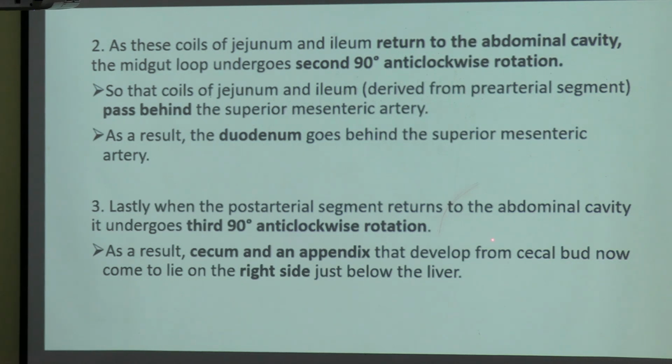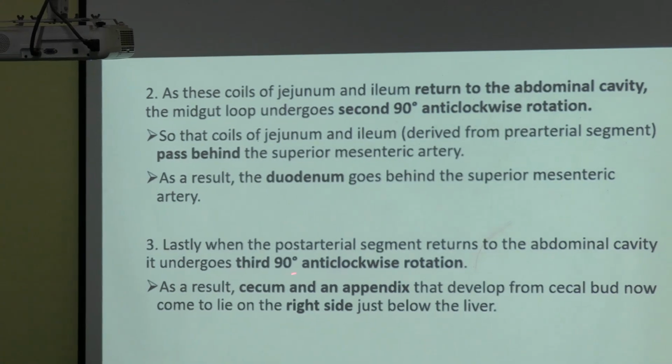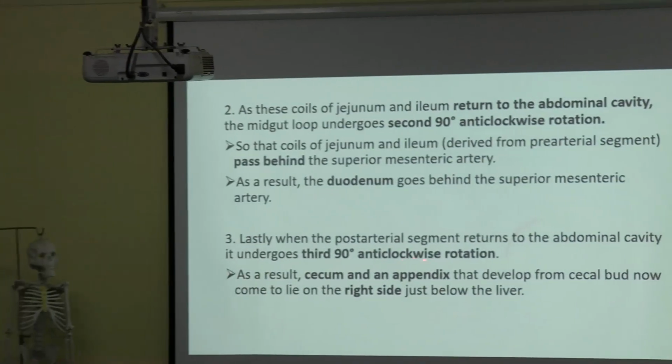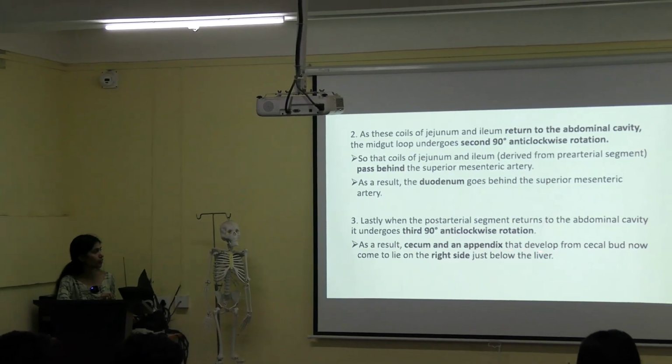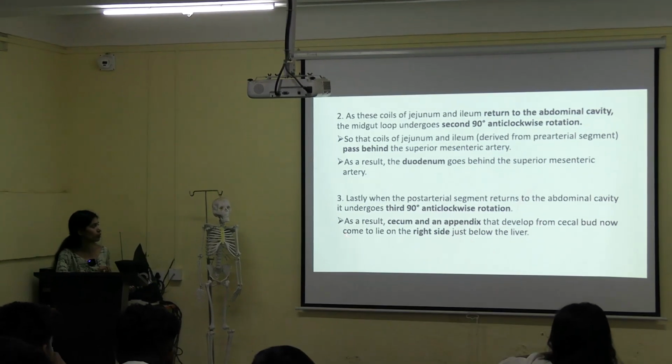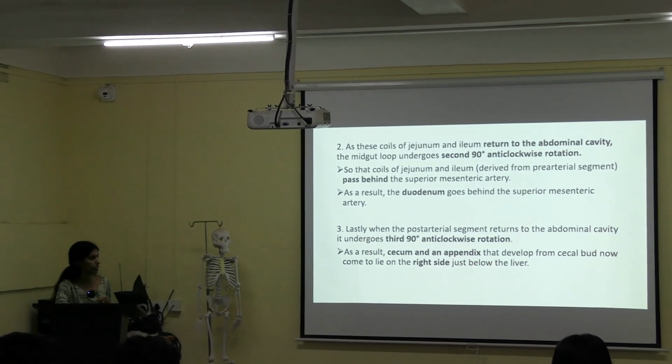And then we have the last rotation, that is the third 90-degree rotation. Lastly, when the post-arterial segment returns to the abdominal cavity, it also undergoes the 90-degree anti-clockwise rotation. As a result, the cecum and appendix that develop from the cecal bud now come to lie on the right side just below the liver.